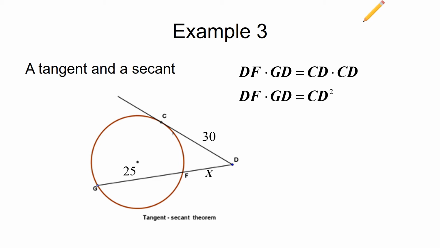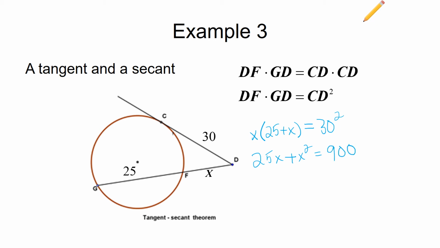So in this example, we have DF to be x, so DF is x times GD is 25 plus x is equal to CD, which is 30 times 30, or 30 squared. So x times 25 is 25x, x times x is x squared, and 30 squared is 900.